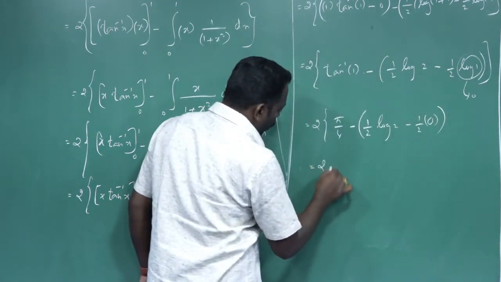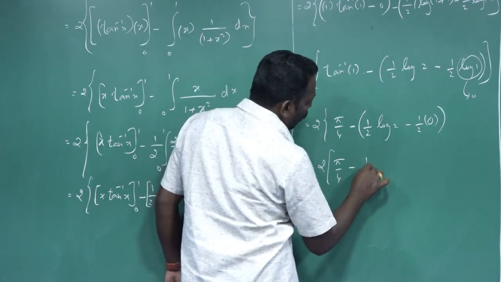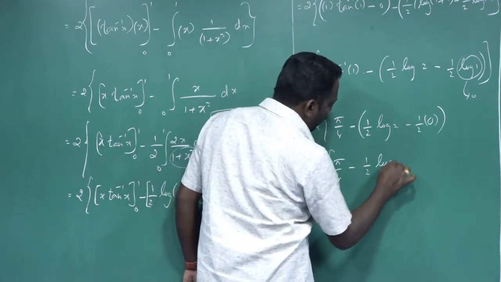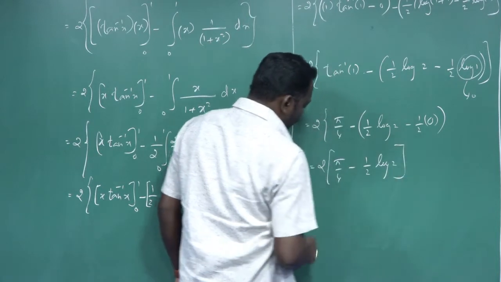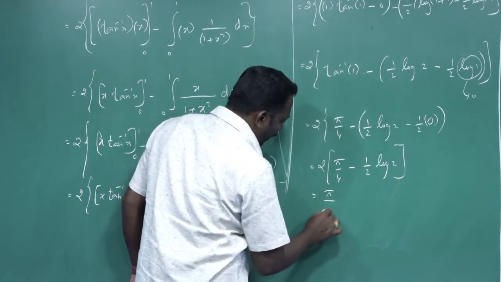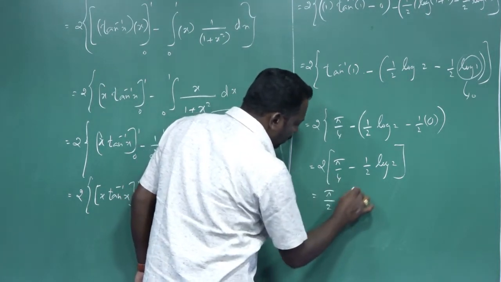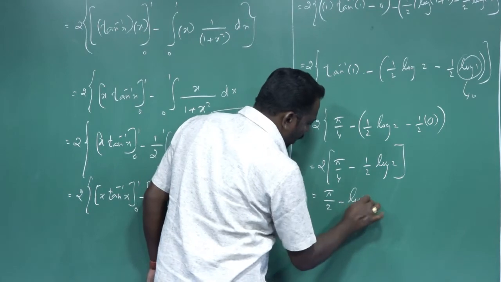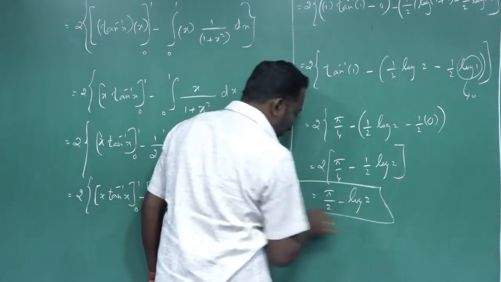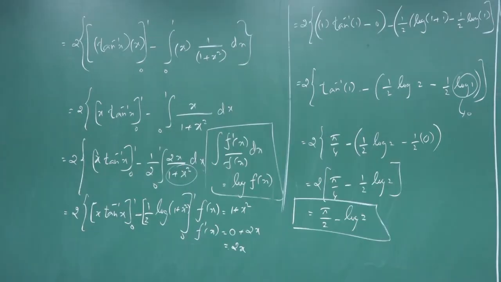That is equal to 2 times, within the bracket, pi by 4 minus 1 by 2 log of 2, and the second term is cancelled. Now just multiply the 2 inside the bracket: pi by 2 after cancelling, remaining 2 minus 2 cancels, log 2. And now we want to prove the statement pi by 2 minus log 2, which is the final simplification.